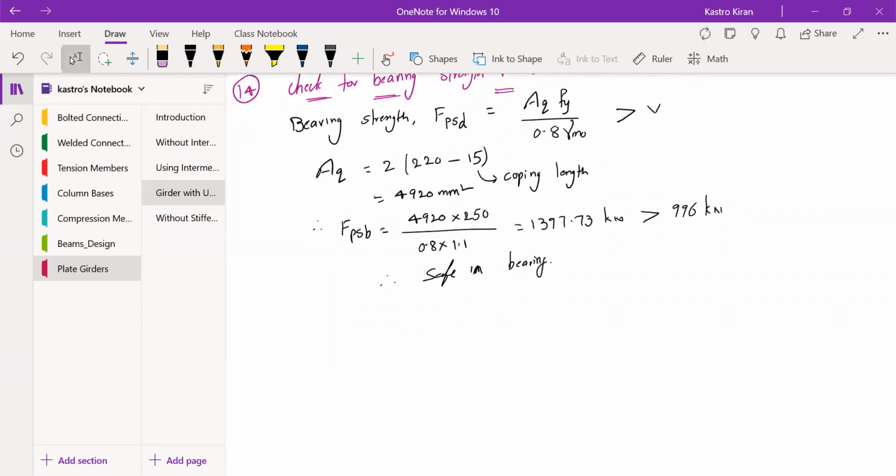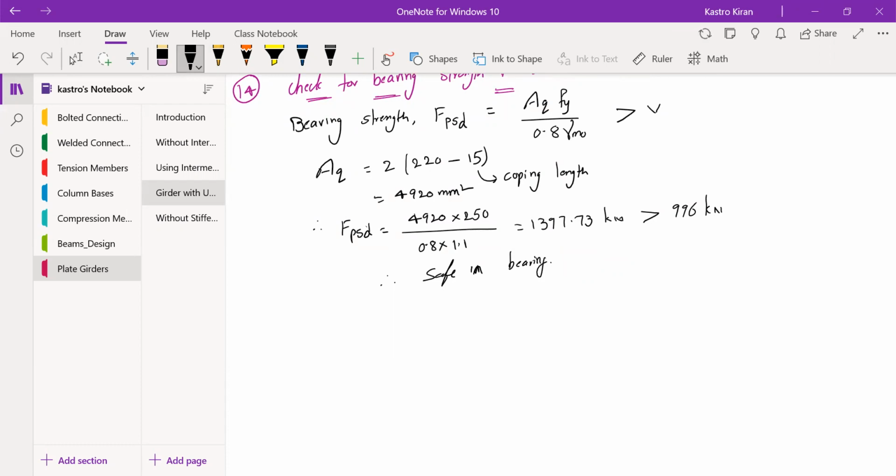Again, if you get the value of FPSD less than V, then one simple thing is to change the dimensions of the load bearing stiffener, which you have assumed as 220. You should go for the next higher possible value, maybe 230 or 240.